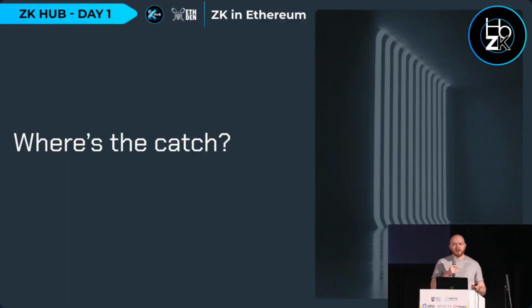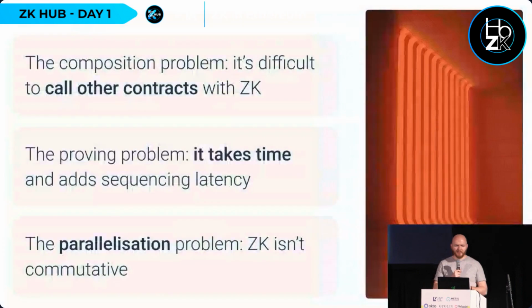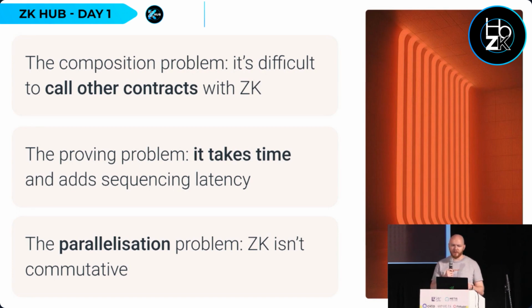So where's the catch? Because this all sounds way too good to be true. And if you think about it, well, there is a catch. There's three of them, actually. The first is the composition problem. It's quite difficult to call other contracts with ZK. Existing solutions, you have to go for bridges, you have to do shared sequencing, which is still pretty awkward, and people don't really know what that is.